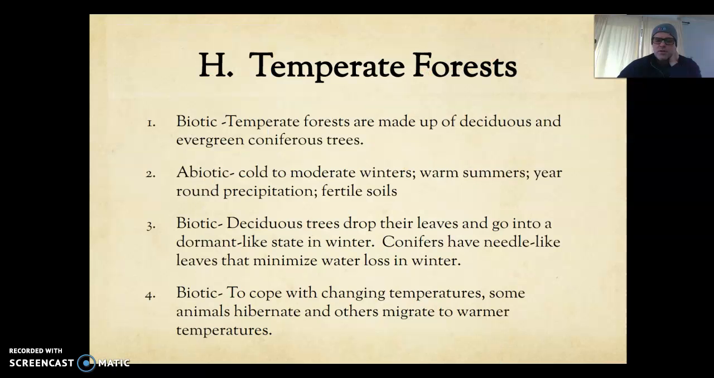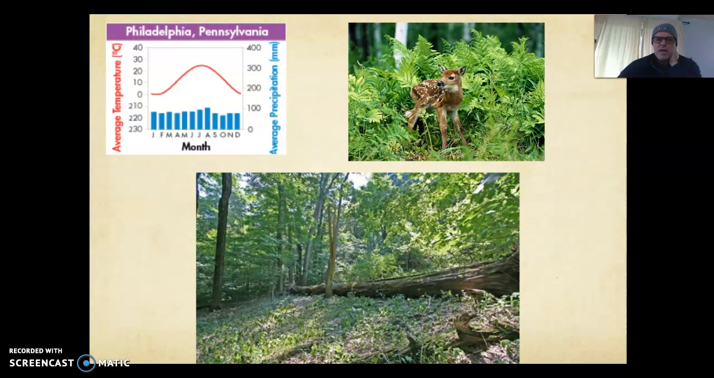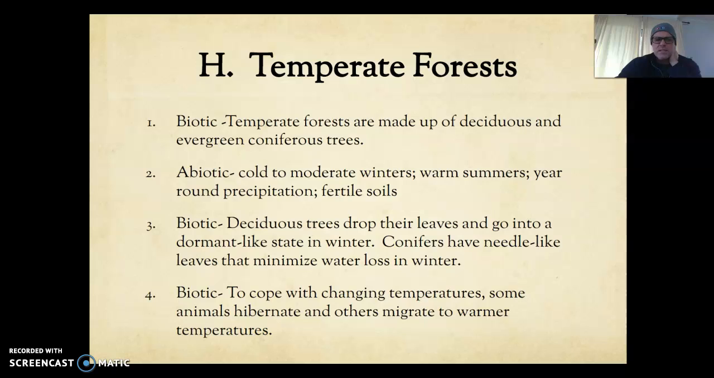Our temperate forests, our northern deciduous or temperate forests, we're going to be looking here. Let's jump ahead. That's going to be Philadelphia, Pennsylvania, in that climatograph there. This is kind of what we live in. We've got some ferns, some baby deer, some large deciduous trees. Let's go back to the biotics and abiotics. We get our cold to moderate winters, warm summers, sure. We have those four seasons. So in terms of temperate forests, we are going to see those.